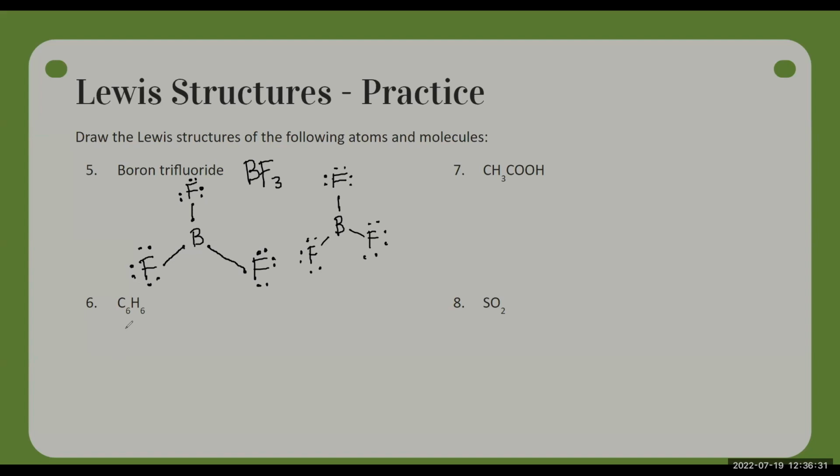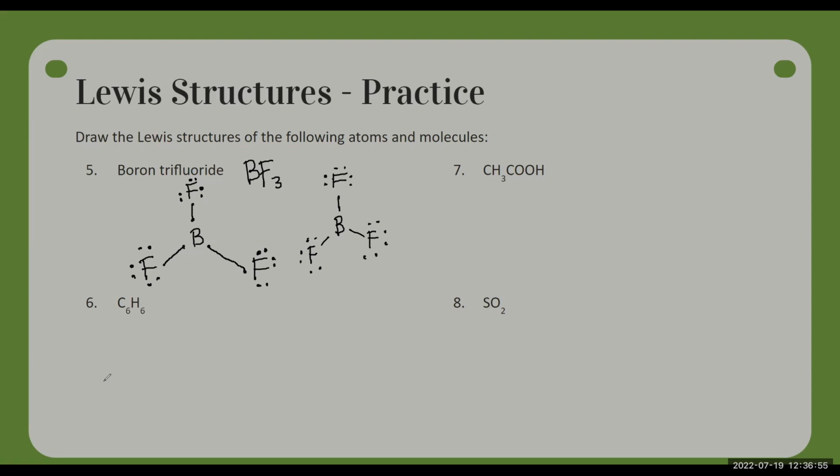Our next one, we have C6H6. And so this is definitely going to be one of those examples where you can get multiple structures and they'll be correct as long as you don't violate octet and you have proper valence electron count. So I'm going to draw one of the possible ones. There's going to be probably like 2 or 3 that I can come up with off the top of my head.